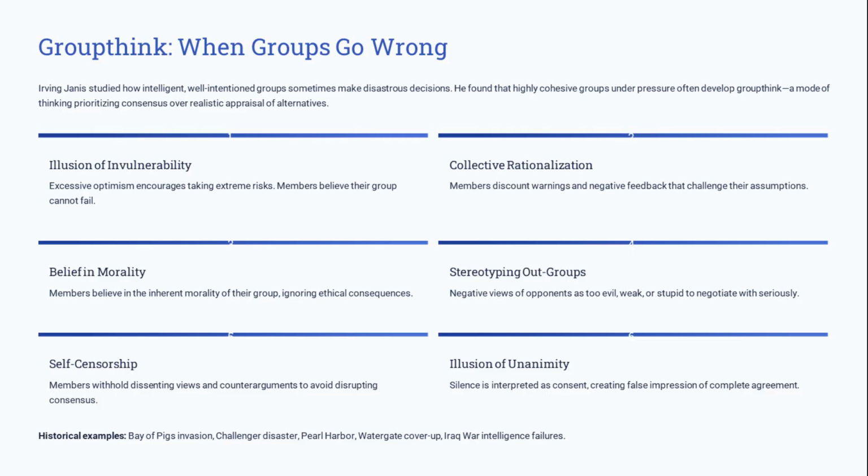Irving Janis studied how cohesive groups can make flawed decisions by prioritizing consensus over realistic alternatives. Groupthink involves elements like illusion of invulnerability, collective rationalization, and self-censorship, leading to poor decision-making. Recognizing groupthink is crucial for preventing disastrous outcomes and fostering critical evaluation within groups.